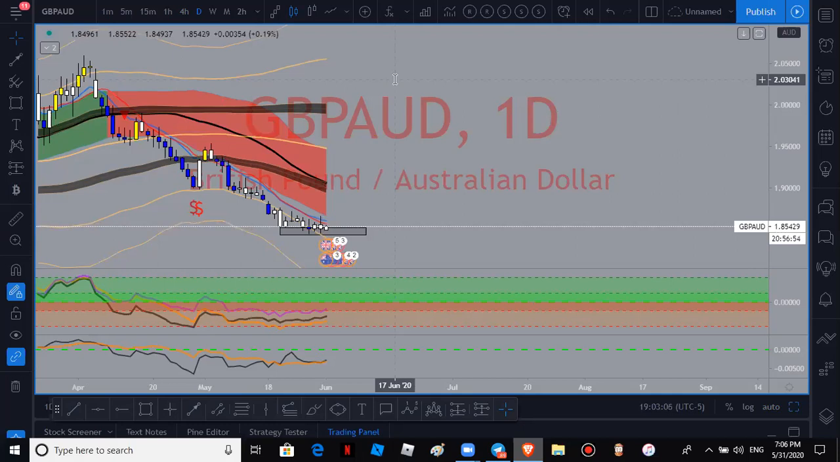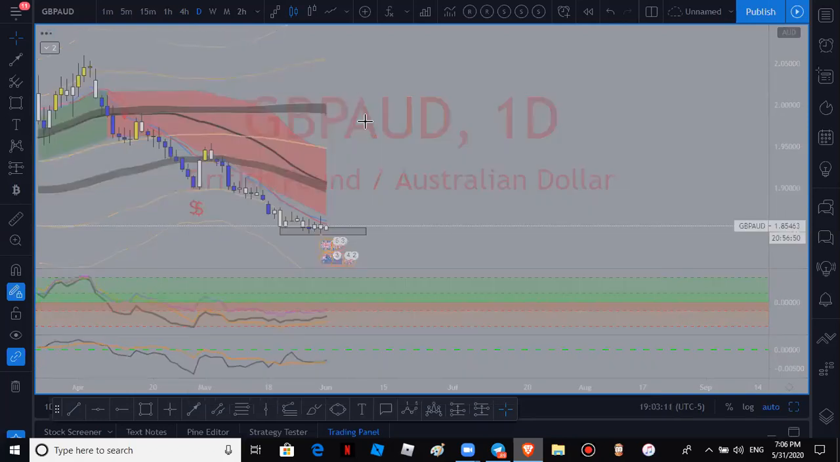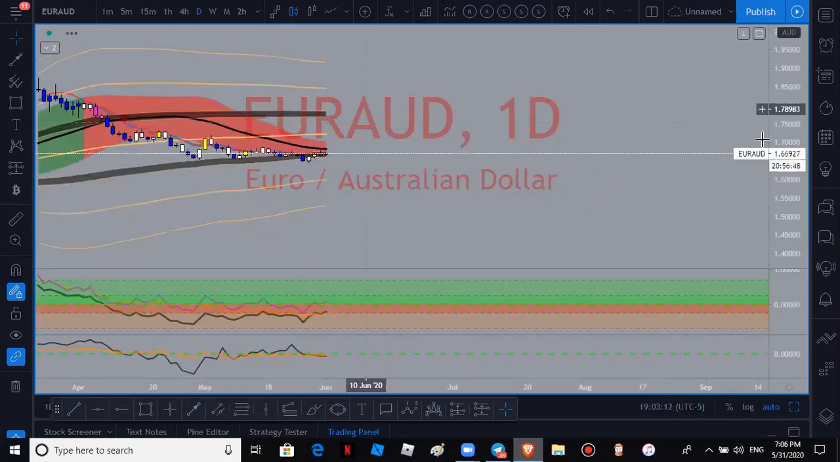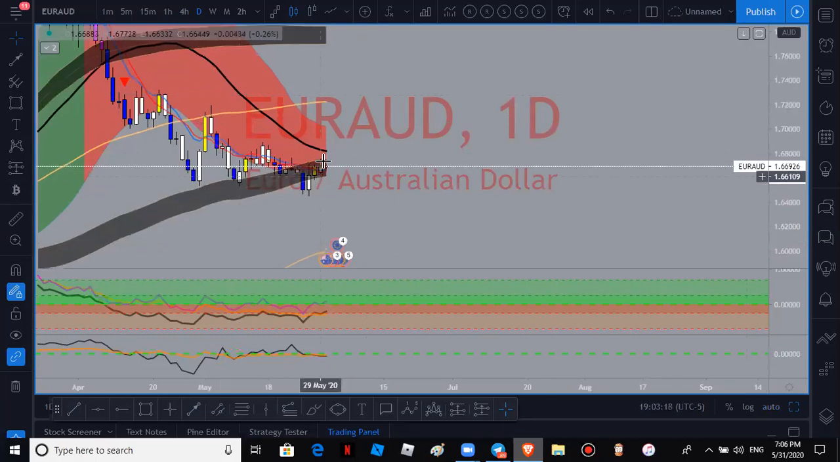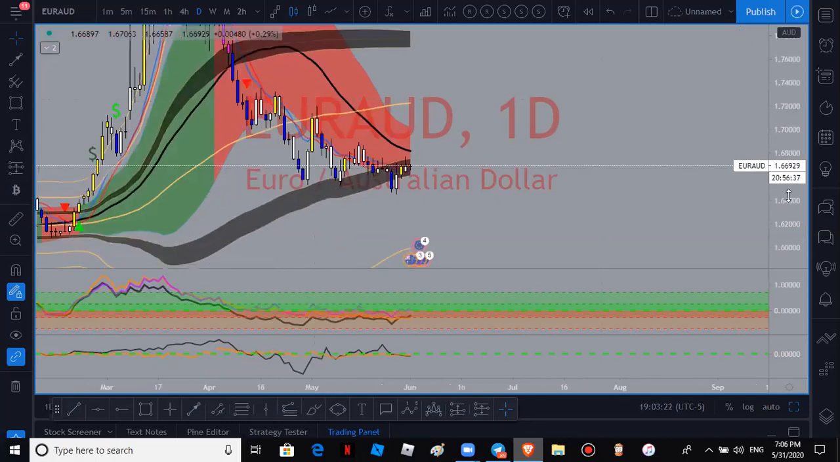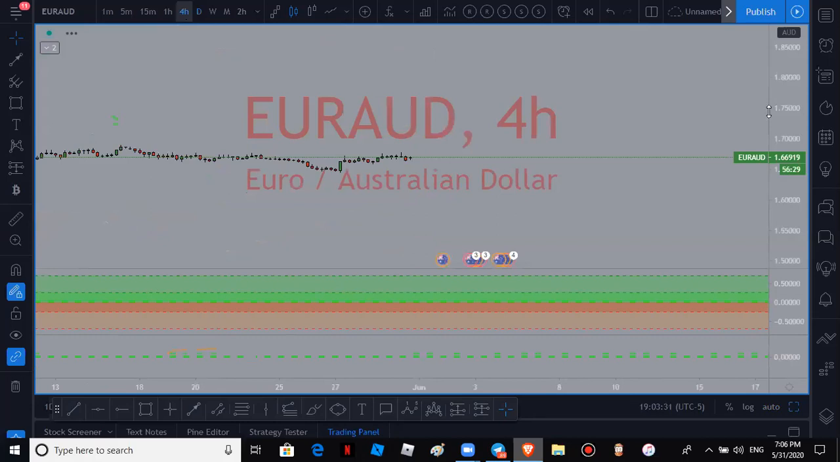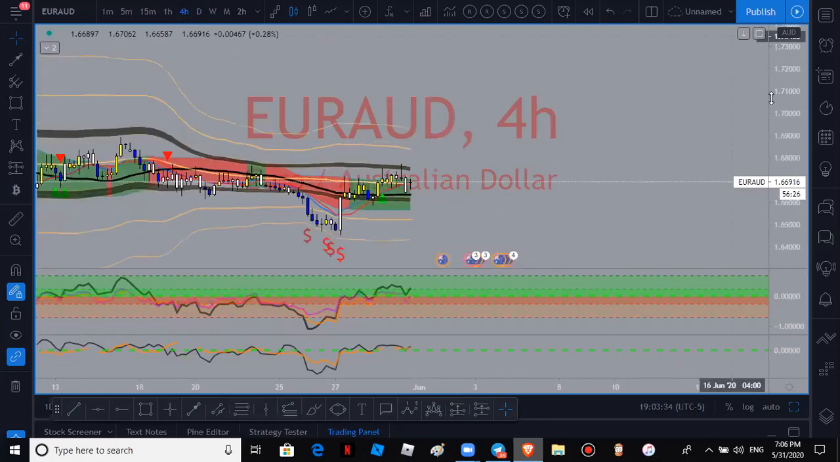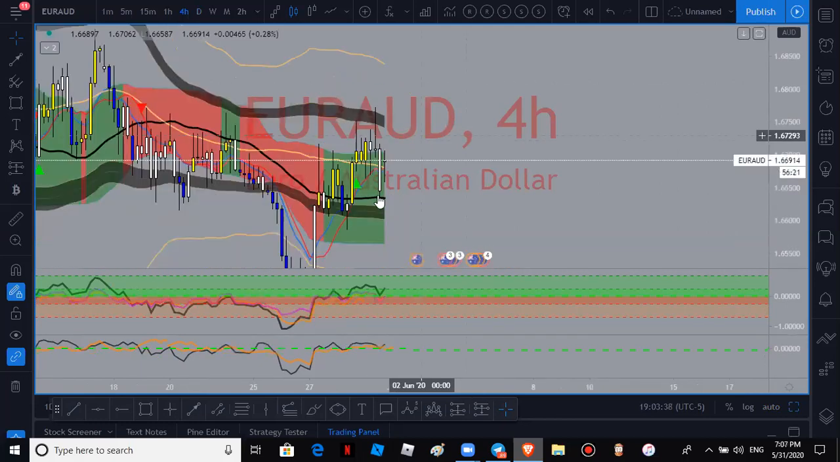EURAUD. It's about the same, basically. It's just been consolidating in place for the past couple of weeks. I do want to really see EURAUD continue going bullish, realistically speaking. I do want to see it go bullish after it just dropped like it did. For our time frame, I'm pretty sure that it is. Yeah, it is calling for the buy. It bought a little bit, came back down, and is that a gap?